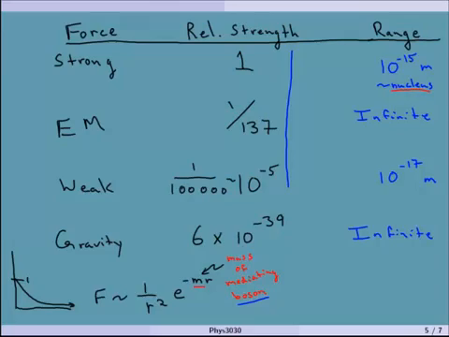To me, that sort of makes sense. But notice that in the lines here, the relative strength increases as I go down. But the range doesn't do that, right? It jumps all over the place. E&M and gravity are infinite, and then these guys have much smaller scales. And that really has to do with the mass, as I talked about down here.